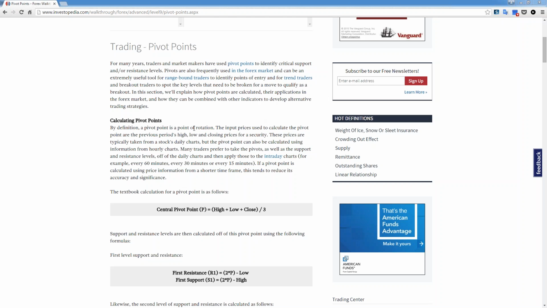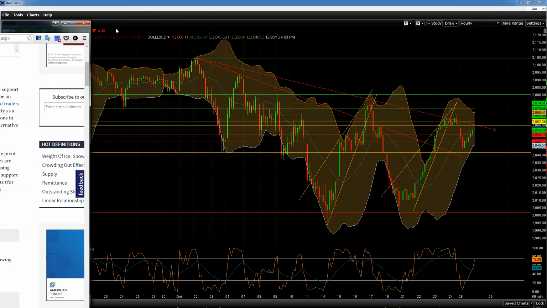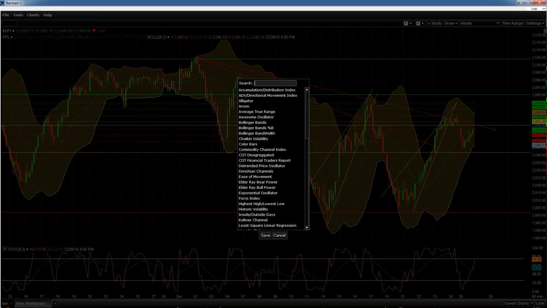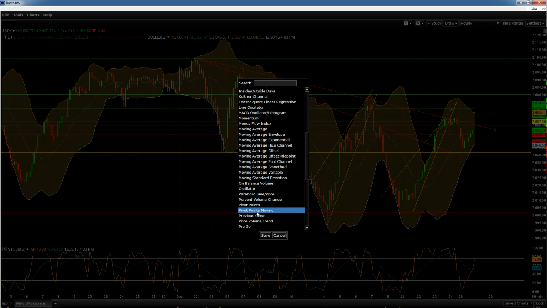So saying all that, pivot points are a point of rotation. That's the best way I can put it. The input price is used to calculate the pivot, all the good stuff. So pivots are very important. This is your pivot point right there, this line here. That automatically comes when you input the pivot in your study. When you click pivot, not the moving, the pivot points.